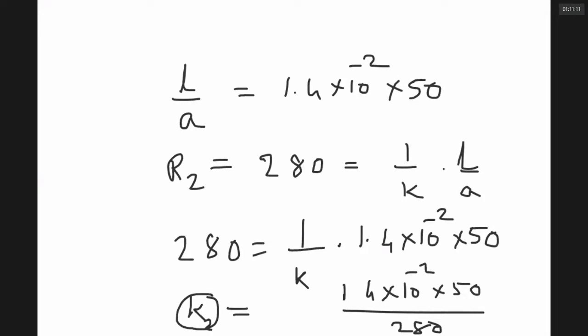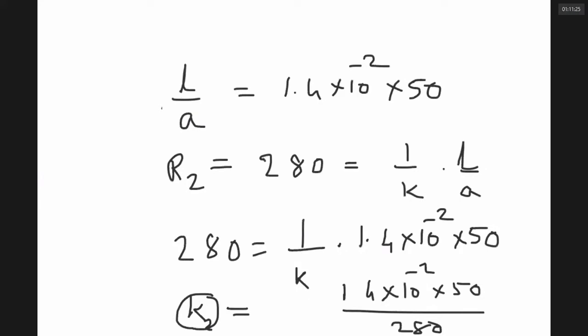Now, what is molar conductance? Molar conductance is equal to K into 1000 by molarity of the second solution. What is the K value in the previous slide? What is the K value? 1.4 into 10 to the power minus 2 into 50.